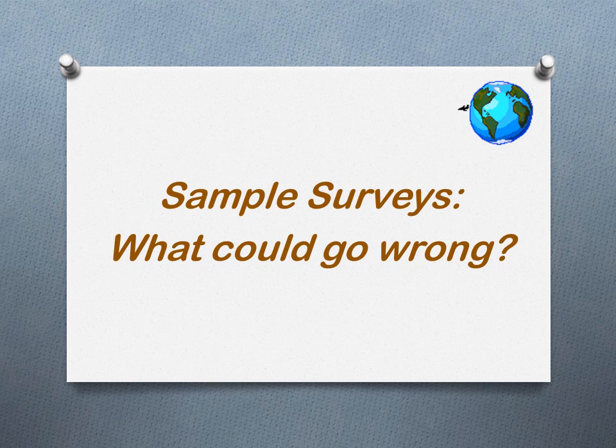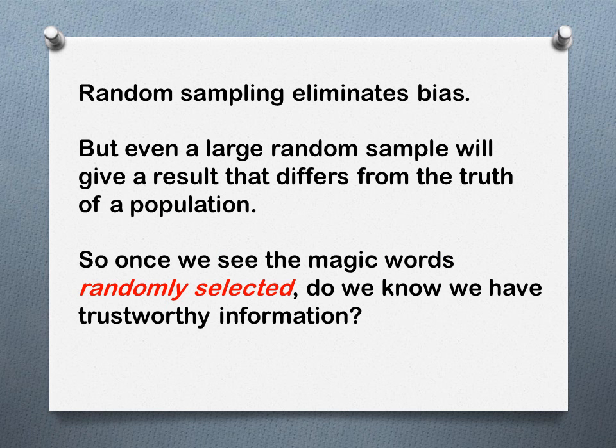Today we want to look at some of the things that can go wrong when taking a sample survey. So random sampling eliminates bias, but even a large random sample will give a result that differs from the truth of a population. So once we see the magic words randomly selected, do we know we have trustworthy information?